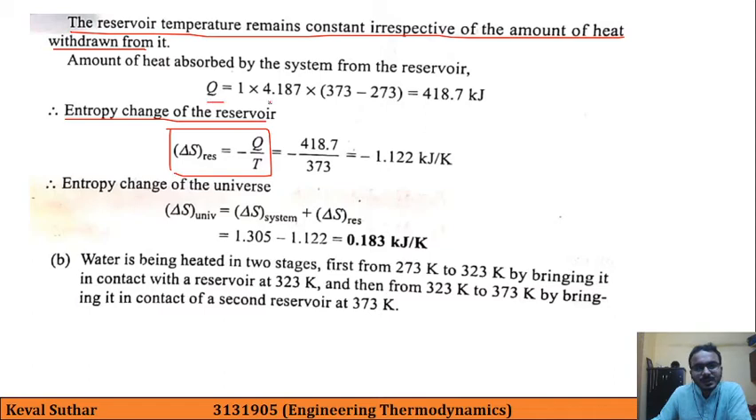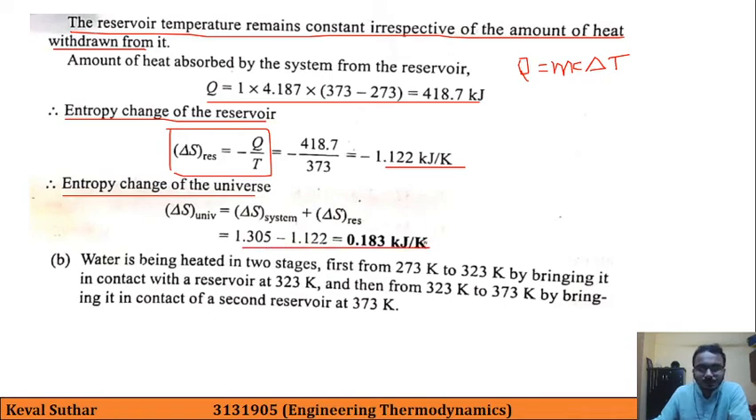So Q here is m c delta T, our standard formula of Q is equal to m c delta T. Based on that we are getting this value, and the entropy change of the universe is the summation of delta S of the system and delta S of the reservoir. So finally we are getting this value.